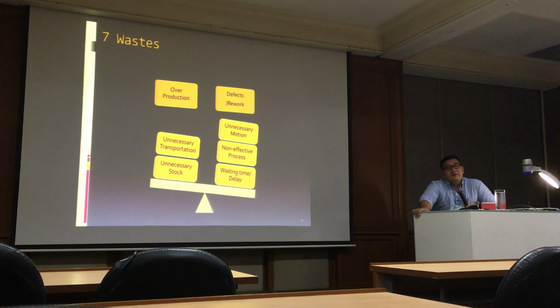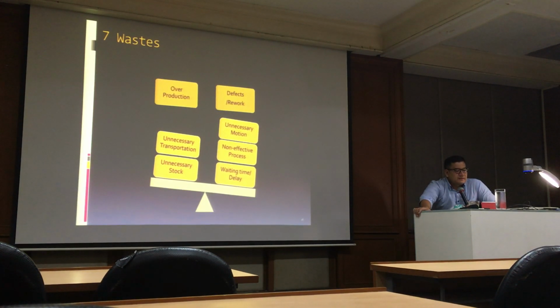The first one is about overproduction. This connects to the chapter on inventory management that we have finished. If you have too much production, much more than the demand, so we have a lot of inventory, that will be the problem. If you have a lot of defects and reworks, you have problems.